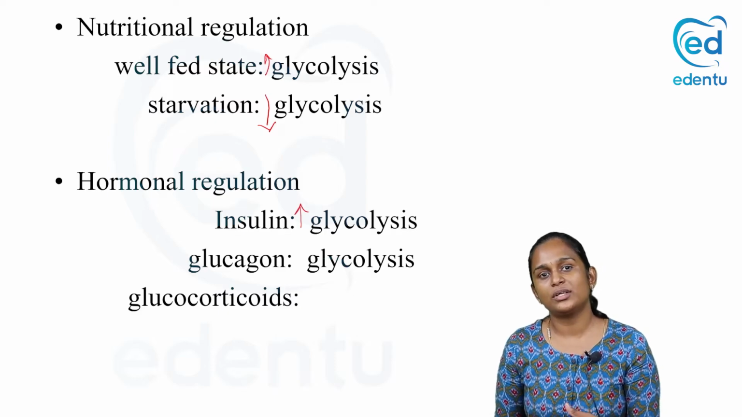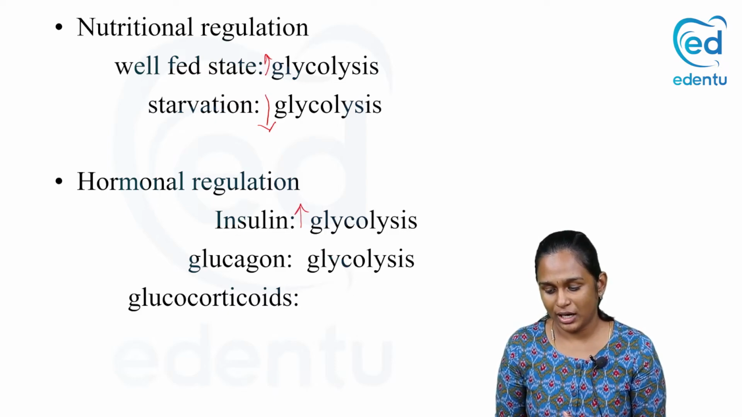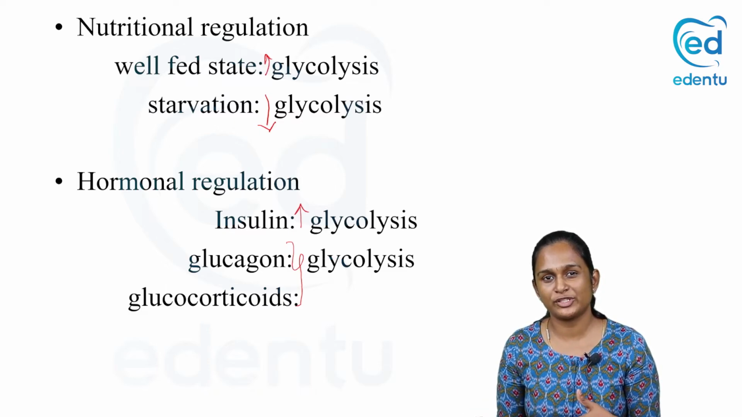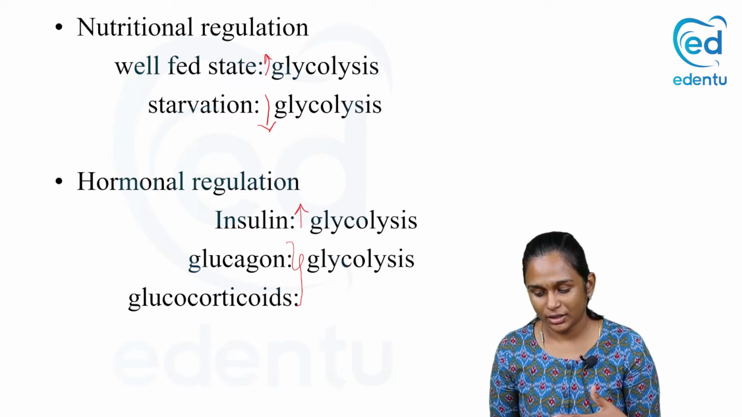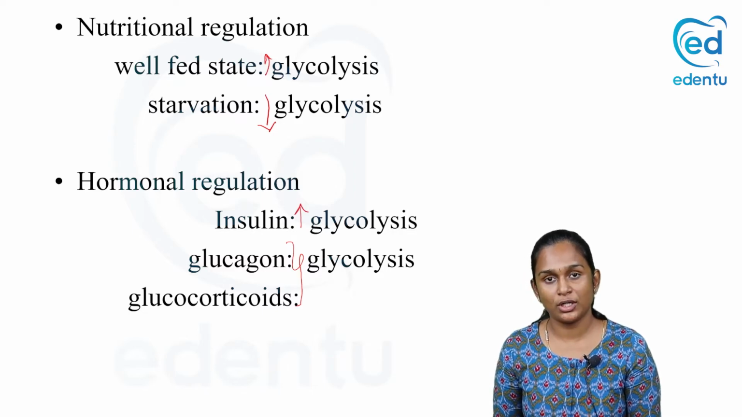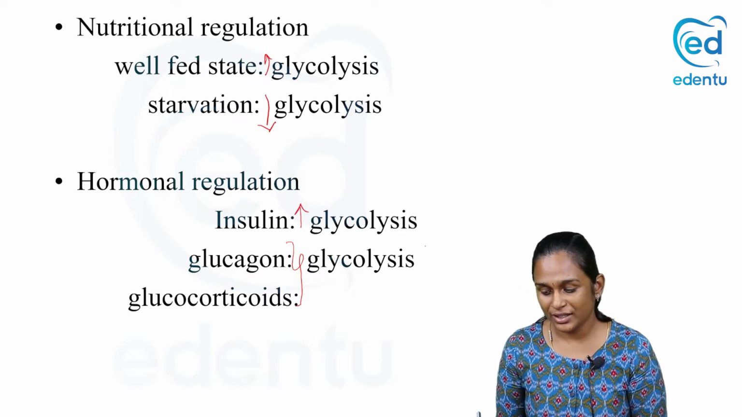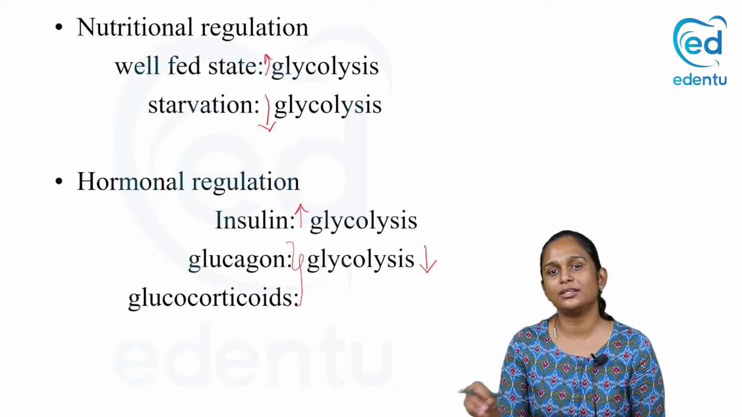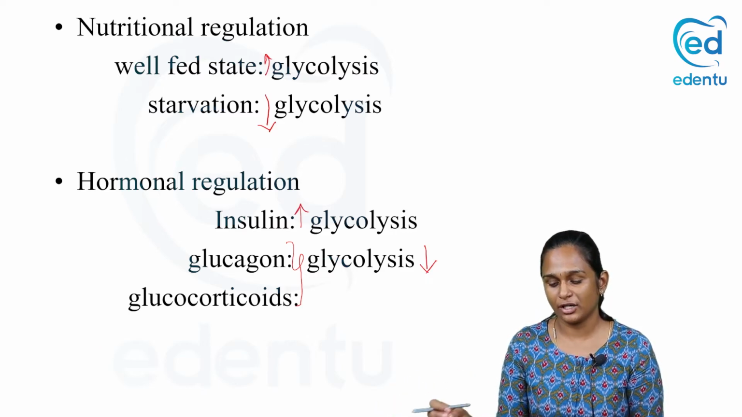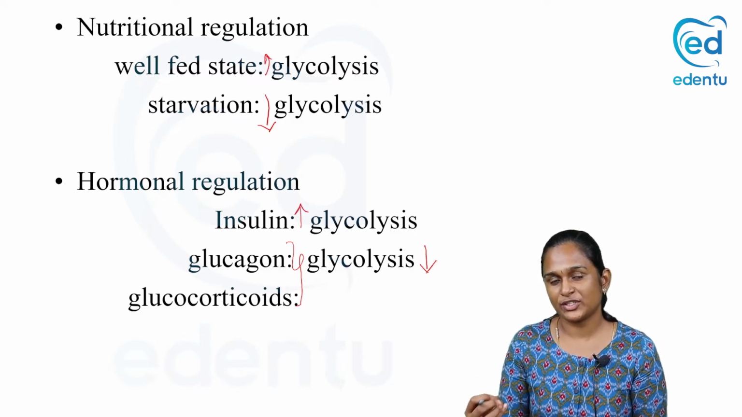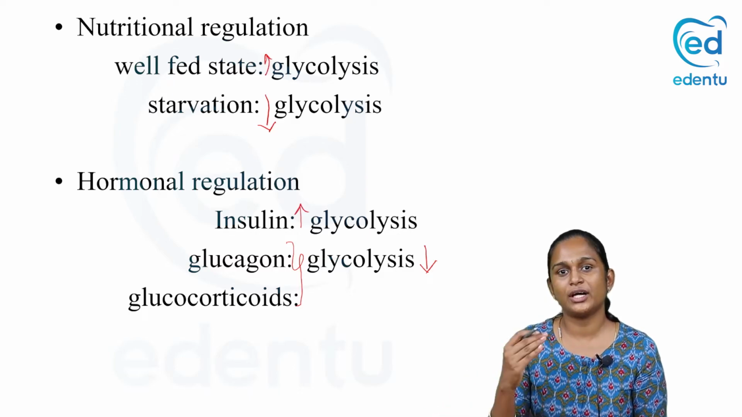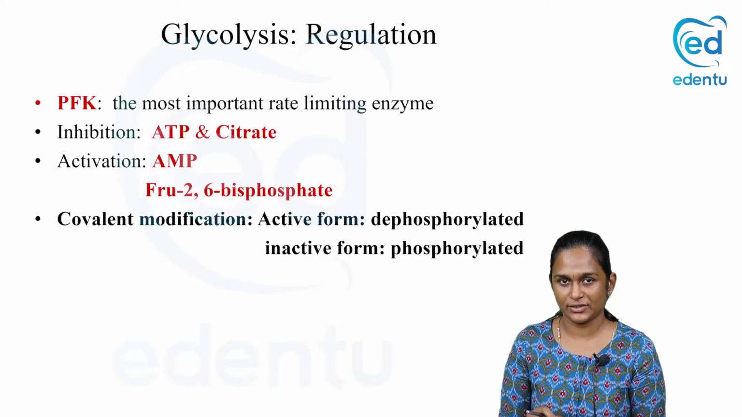What about the counter-regulatory hormones? The actions and functions of glucagon and glucocorticoids are exactly opposite to insulin. What are the functions of these hormones? They are going to decrease glycolysis because they are the hormones which maintain the blood glucose level in starvation state. So whenever insulin is present or more, it is going to increase glycolysis, and when there is increased level of glucagon and glucocorticoids, they are going to decrease glycolysis.